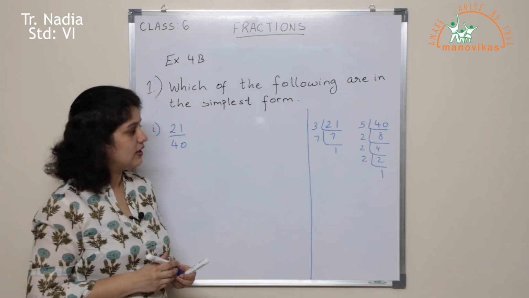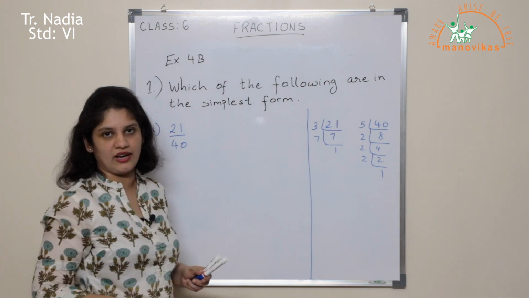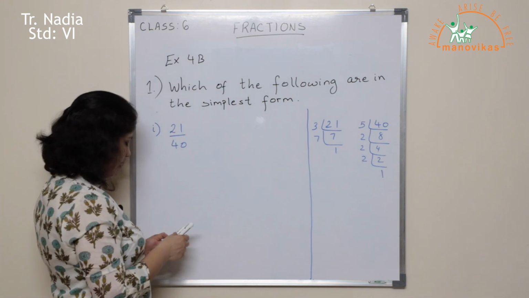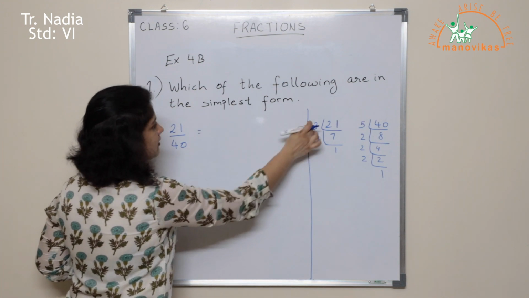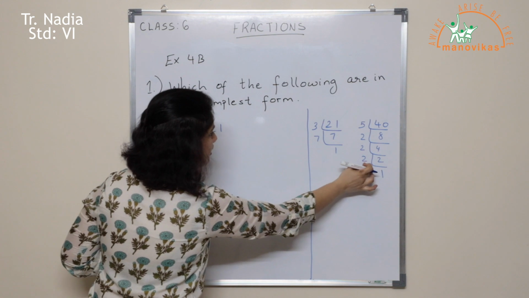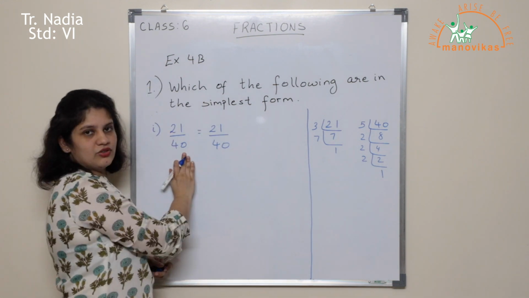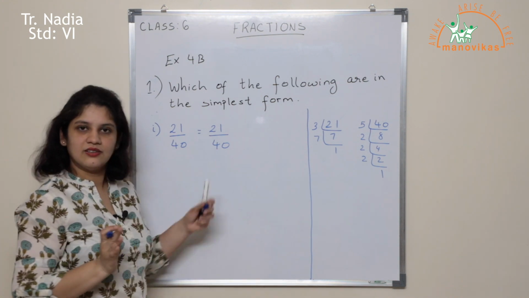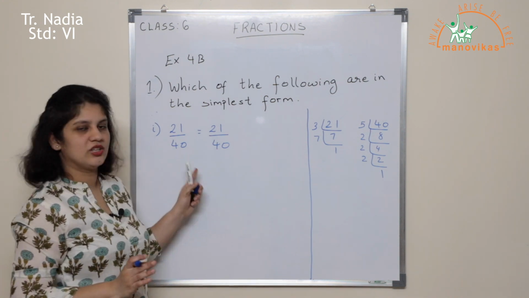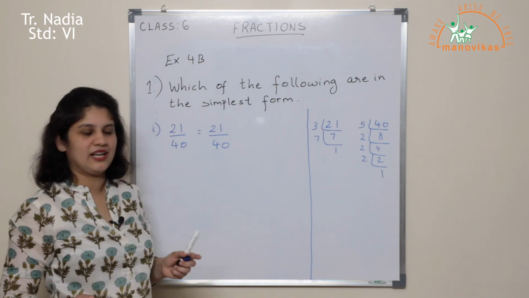Numerator is factorized. Denominator is factorized. Now children, can you see there is nothing common here for me to strike off. So what will be the reduced form? 3 7s are 21. And 5 2s are 10, 10 2s are 20, 20 2s are 40. So, the same number which was there in the question is the simplest form. So, this fraction is already in the simplest form. I cannot reduce it at all.